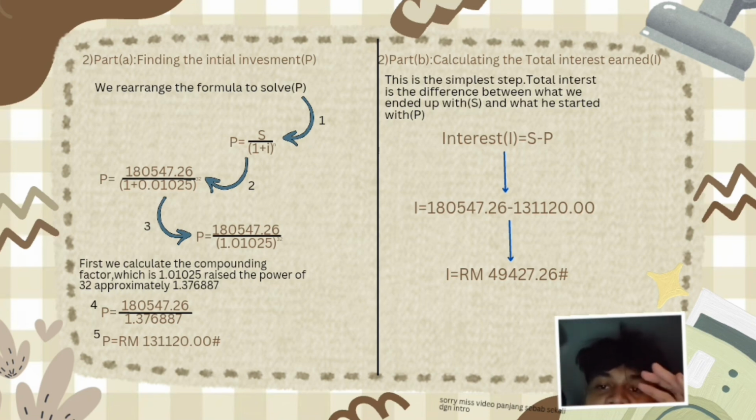When we calculate, we get P equals 180,547.26 divided by 1.01025 to the power of 32. First we calculate the compounding factor, which is 1.01025 raised to the power of 32, approximately 1.376887. So P equals 180,547.26 divided by 1.376887. From that, we get P, which is RM131,120.00. So Hakim initially invested that amount. So we get the answer.